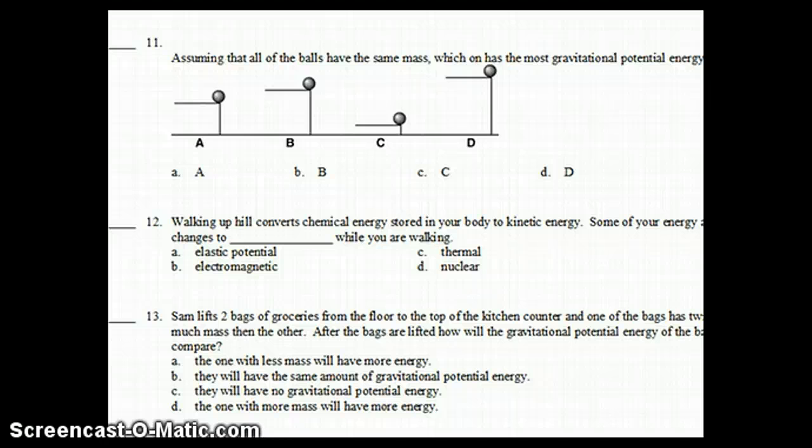Number 13, Sam lifts 2 bags of groceries from the floor to the top of the kitchen counter, and one of the bags has twice as much mass as the other. After the bags are lifted, how will the gravitational potential energy of the bags compare? A, the one with less mass will have more energy. B, they will have the same amount of gravitational potential energy. C, they have no gravitational potential energy. Or D, the one with more mass will have more energy.